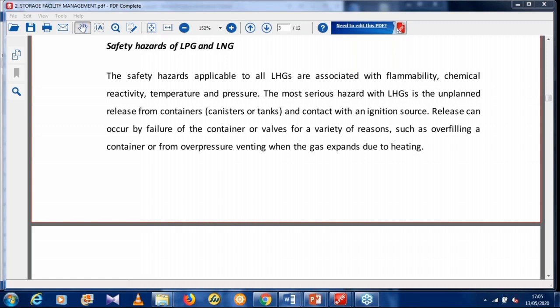But when we are calling them together, we refer to them as LHG, which is liquefied hydrocarbon gases. All right. So now the most serious hazard with these gases is unplanned release from containers or canisters. Another thing that can also happen is when there's an unplanned release. For instance, imagine you are storing a cylinder of gas.